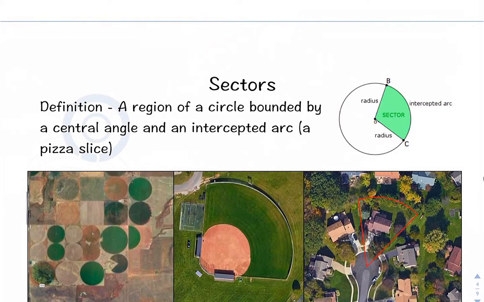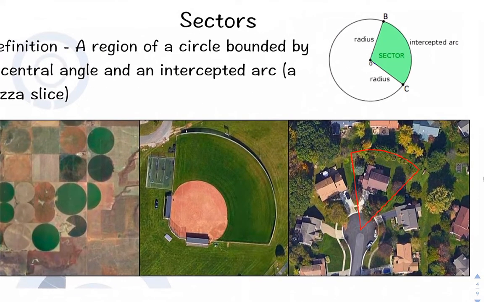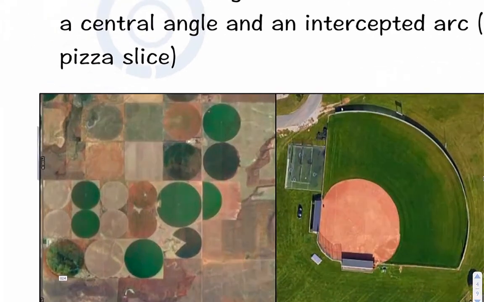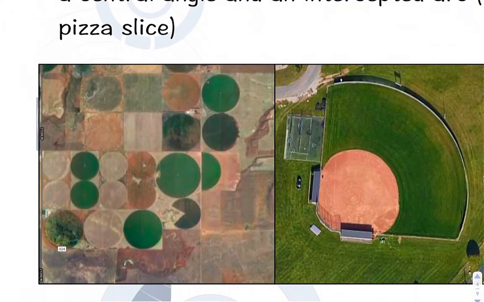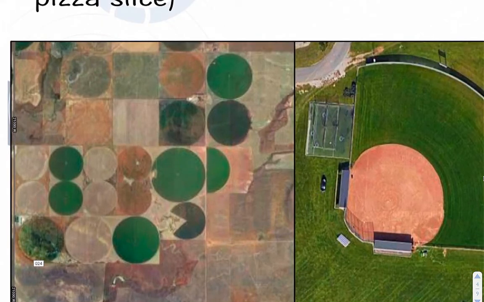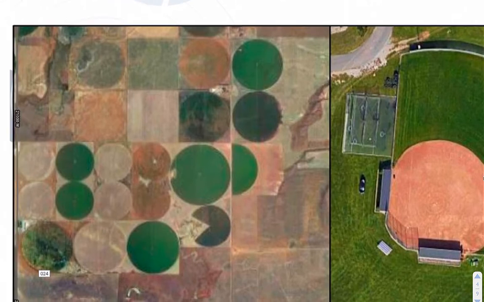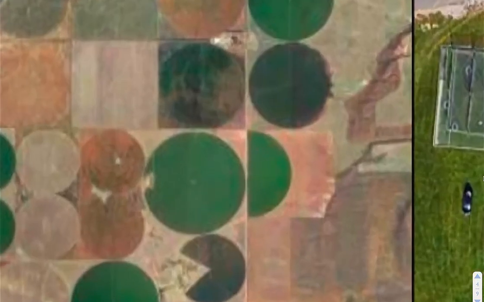And why would we want to do that? Well, let's think about some real life examples of sectors. If you've ever flown over the middle part of the United States, I was flying in a plane and I looked down and I saw all these circles, and I was wondering, what were they? I researched, and they are fields, they're farms. The reason they're circular is because the sprinkler or the water system is in the center.